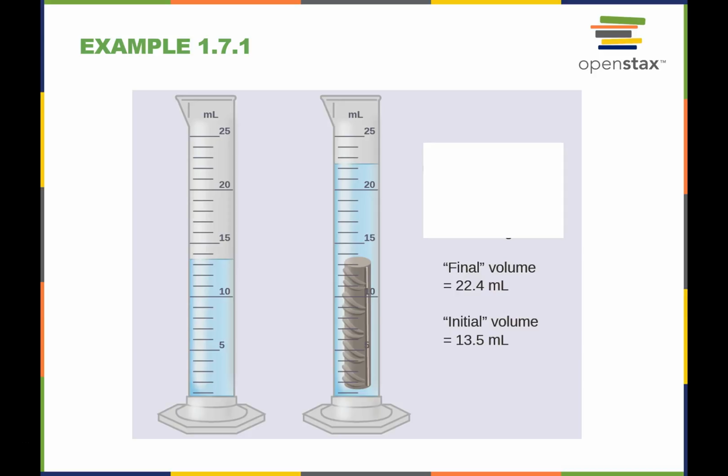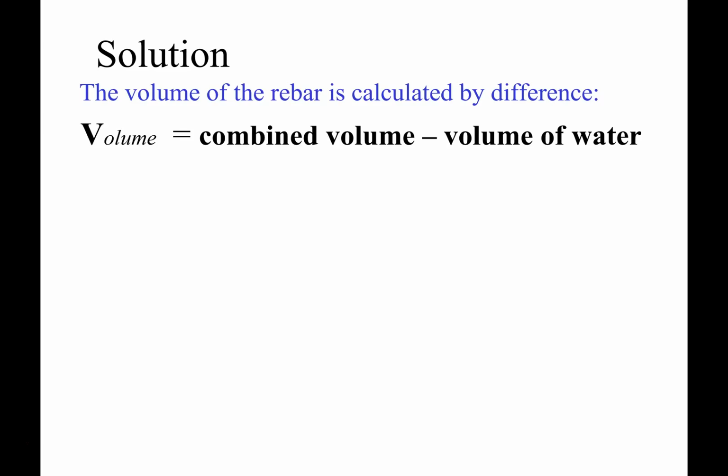And they went ahead and said that's 22 point, and went ahead and said that's about 0.4. Okay. You guys told me we can get the volume of the rebar now by difference. The mass in the original problem was 69.658 grams.